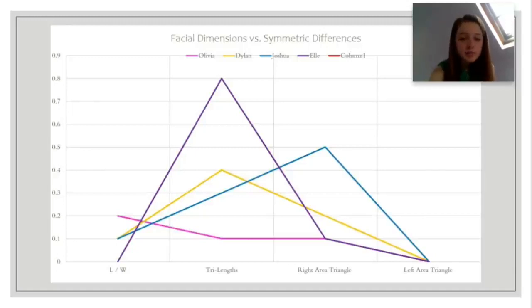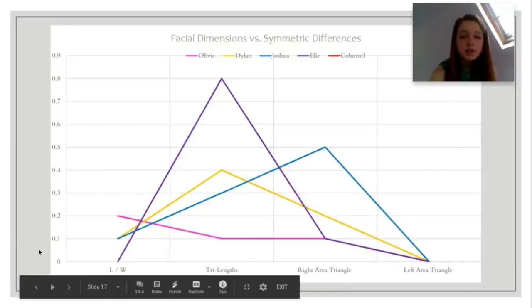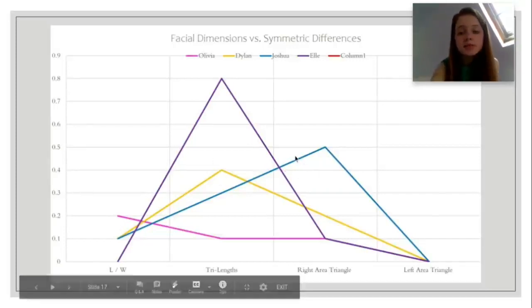It shows the facial dimensions versus the symmetric differences. So what we want is a downward trend closest to zero, because the closer to zero it is, the more symmetric the face is. So we can see Olivia has a downward trend, which is why she's most symmetric, followed by Dylan, who has a tiny spike up to 0.4 and then a decline down to zero, not a downward trend, but still not as high a spike as the other two, which is why he was second most symmetric.